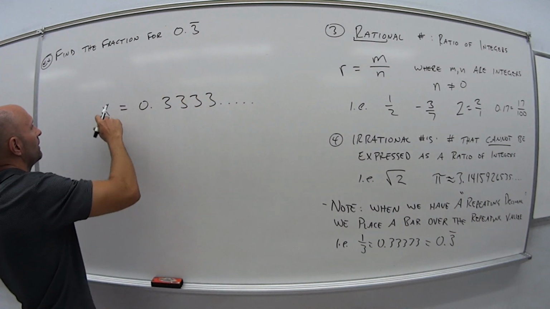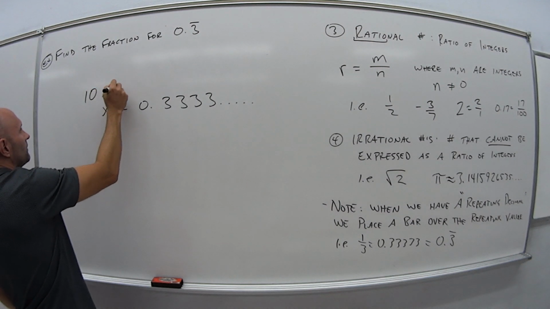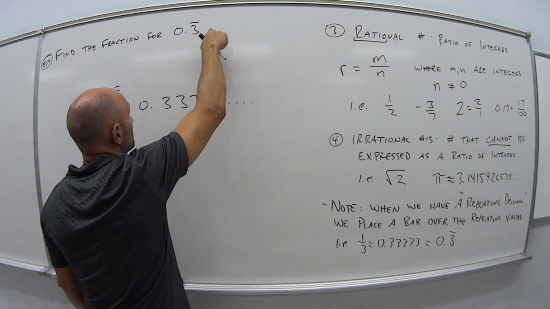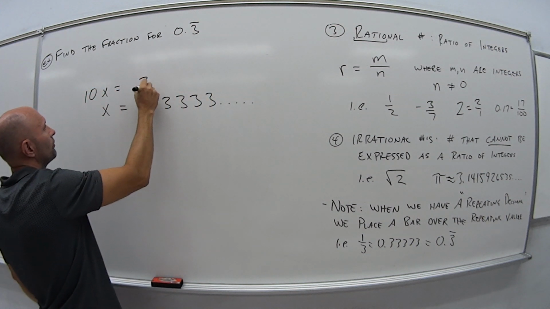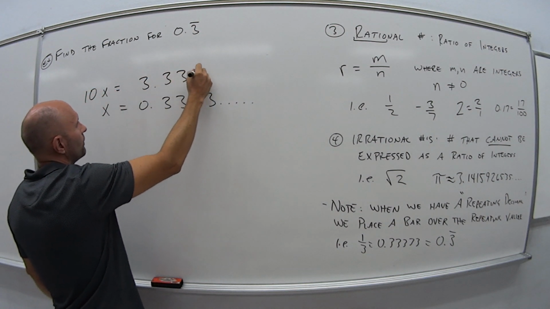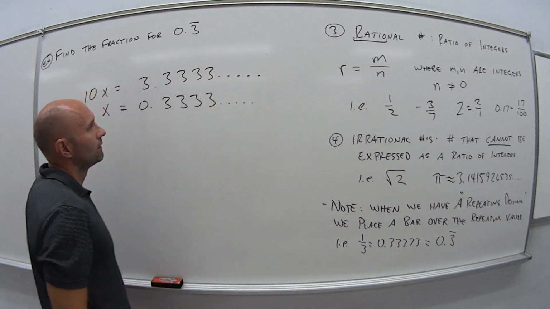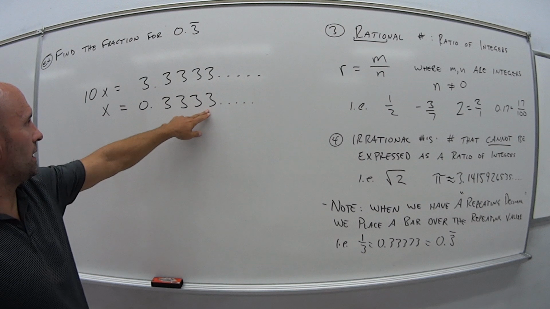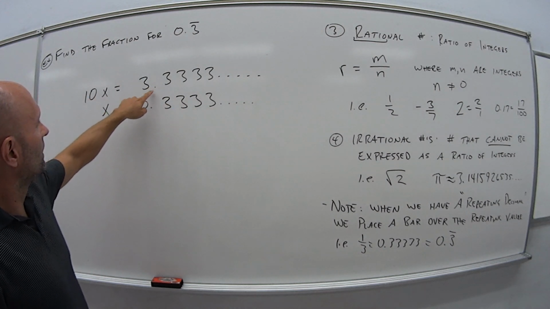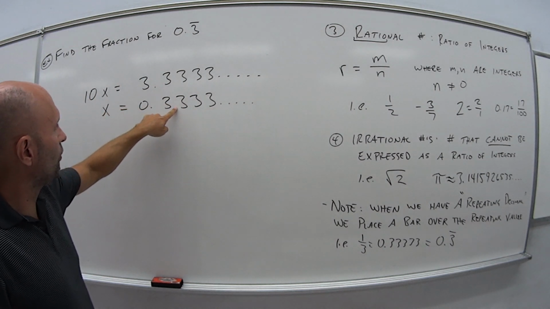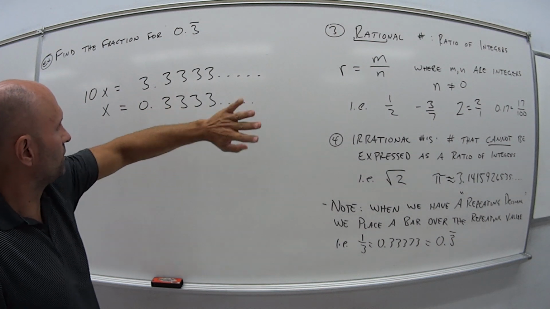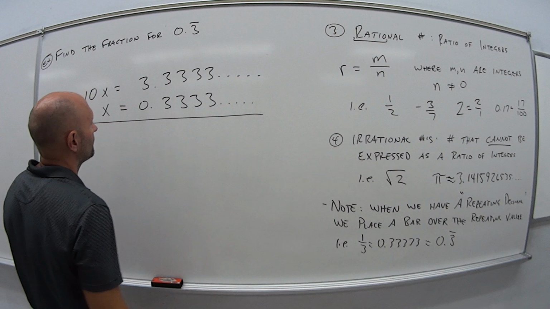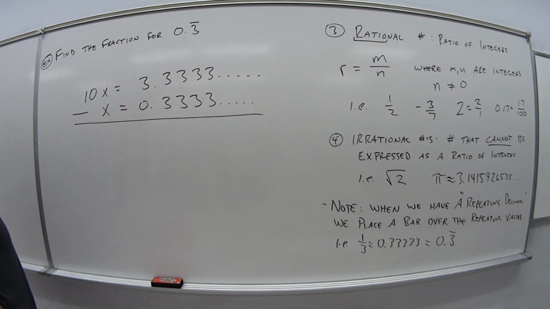So instead now I'm going to say 10 times x is equal to what? Well, 10 times this, the decimal place moves 1 to the right, so it's really 3.333 and so forth. So if x is equal to 0.333, 10 times x, I just move the decimal one place over and I get 3.3333. Now that I have these two set up, I can subtract one from the other.